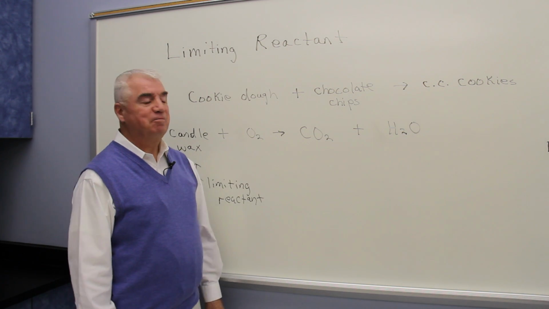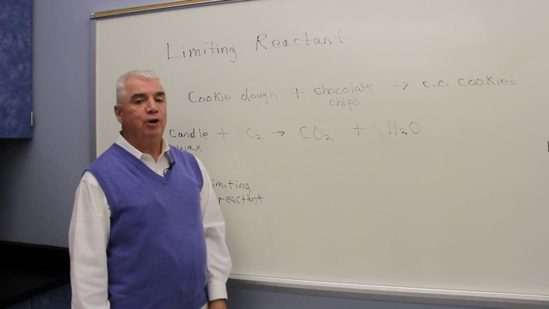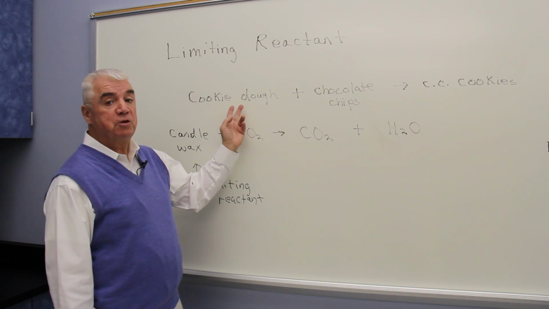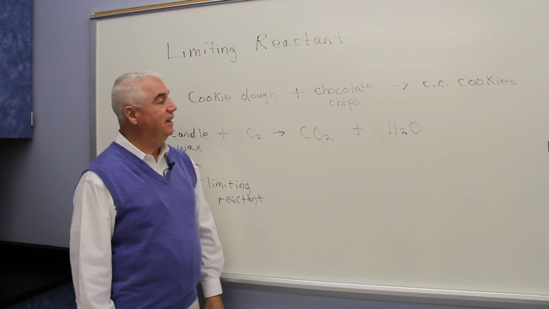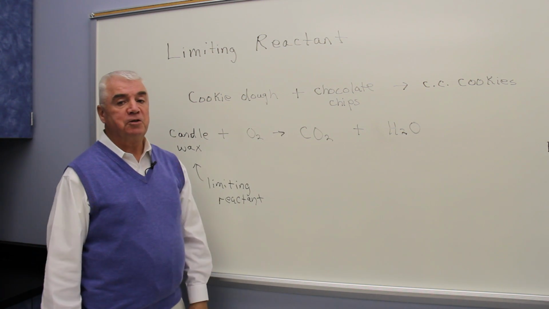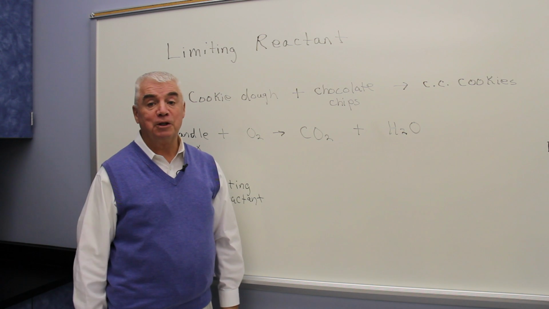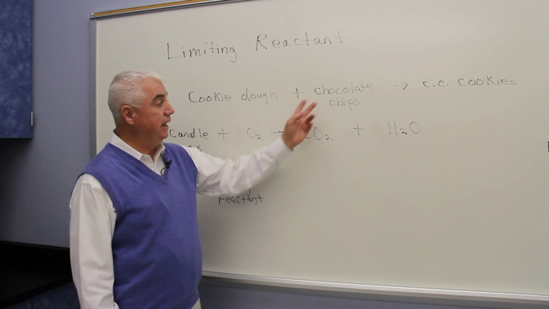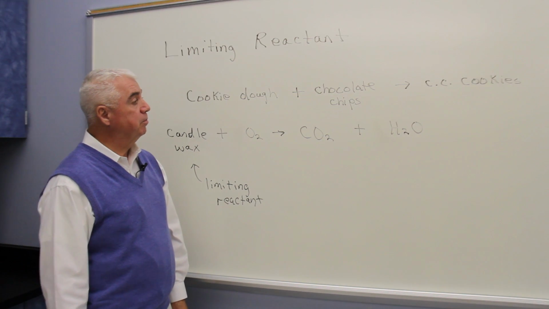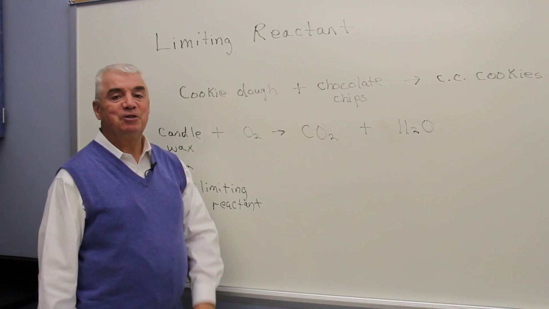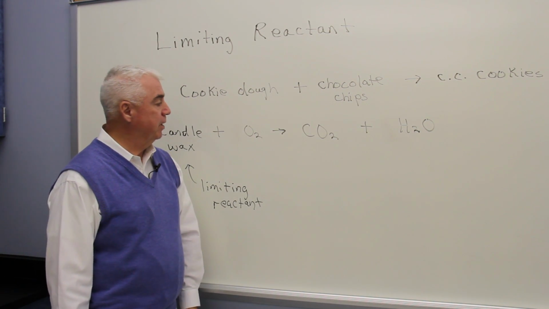Limiting reactant. If you were to make chocolate chip cookies, you need two principal ingredients. You need the cookie dough and you need chocolate chips. When one of these runs out, well, that's all the chocolate chip cookies you're going to get, even though you might have more of one of the ingredients. Whatever runs out is called the limiting reactant.